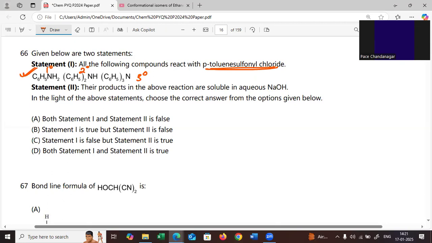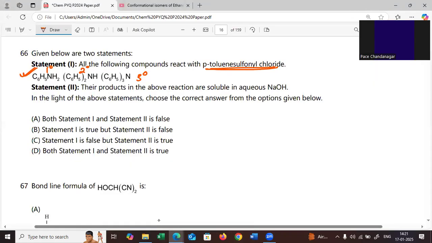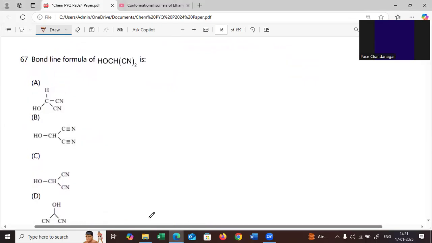And then, the products in the above reaction are soluble in aqueous solution. The product in the above reaction is so only in the first one, only with the primary. It forms only with the primary, and that will be soluble in your aqueous solution. Be aware of that as well. So both statement 1 and 2 are false, both statements false. Because not everything, only the primary amines. Remember that point. I'm stressing these points many times.